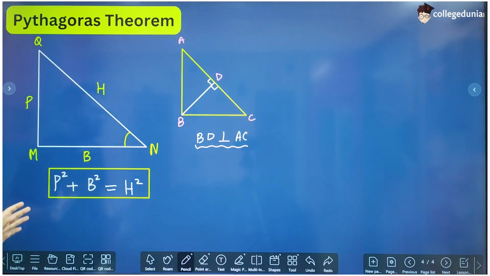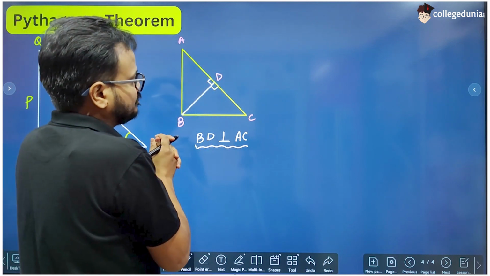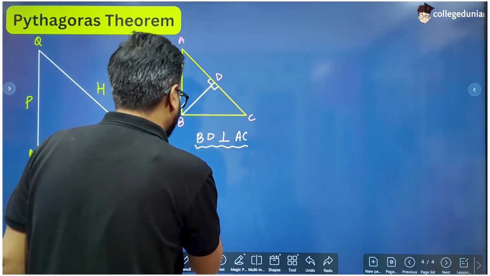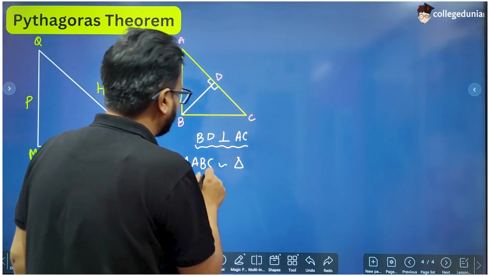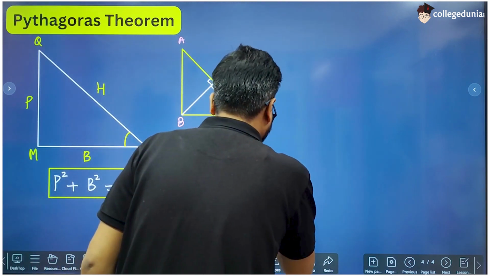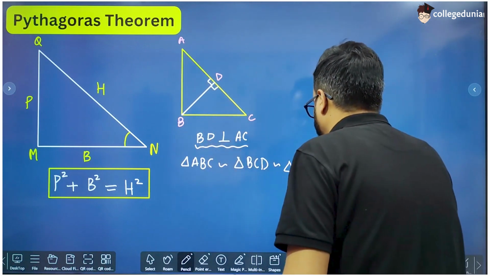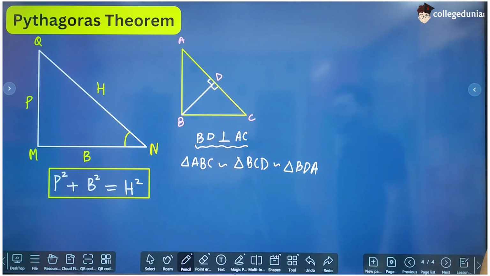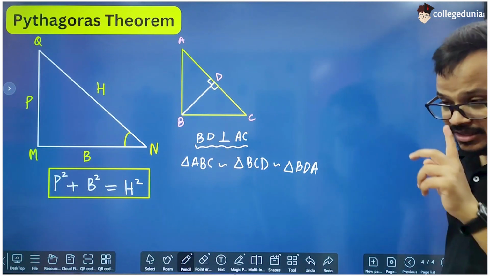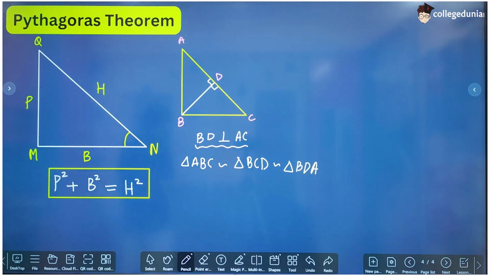We are not going into the details of the similarity, because this topic is just for Pythagoras theorem. So when this perpendicular is drawn, we can say that the bigger triangle ABC is similar to the triangle BCD, and that is similar to the triangle BDA. So all these three triangles are similar to each other, simply because there is a criteria which is called AA similarity, that if two corresponding angles of a triangle are equal, then the two triangles are similar.